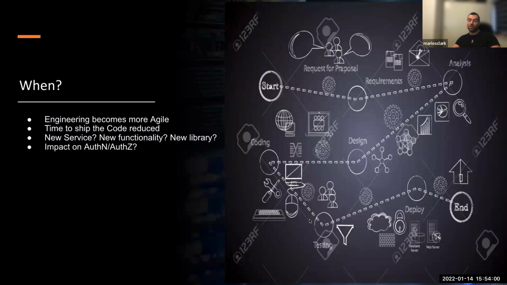Do we do it at the design phase? Is it time to do a threat model before code is shipped? When do we do a threat model from an engineering perspective? A new service, new functionality, new library, something impacting authentication and authorization? So one of the biggest challenges I had in every place that I worked, when you try to introduce threat modeling, is how do we inject ourselves to make sure that we do a threat model before code goes into production?